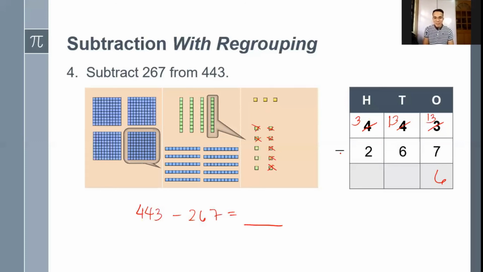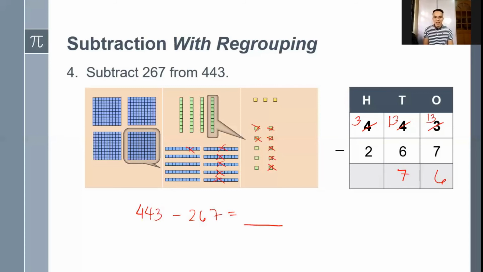13 tens, take away 6 tens. Let's take away 6. 3, 4, 5, 6. There are how many tens left? 1, 2, 3, 4, 5, 6, 7. 13 minus 6 is 7.